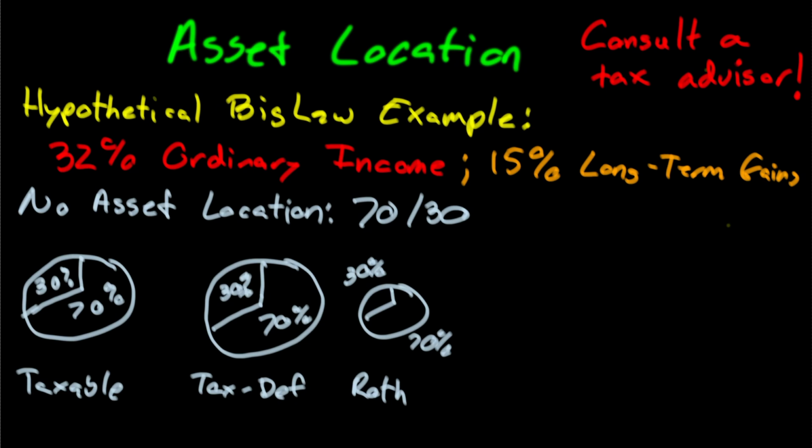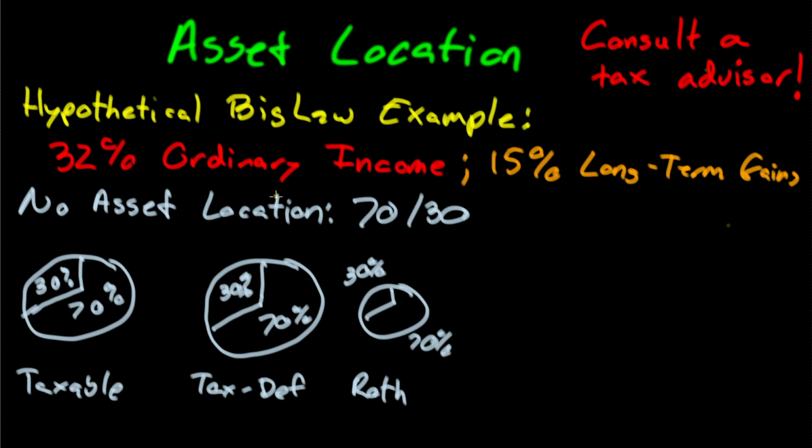All right, so let me dive into an example, just a hypothetical example that a big law attorney might experience. Let's pretend that you're in the 32% ordinary income tax bracket at the federal level. So this isn't including your state income taxes if you have them, your local taxes if you have them. It's not including the net investment income tax or other things. We're just looking at your federal income tax bracket. And let's say that you're in the 32% ordinary income and, excuse me, the 15% long-term capital gains tax bracket.